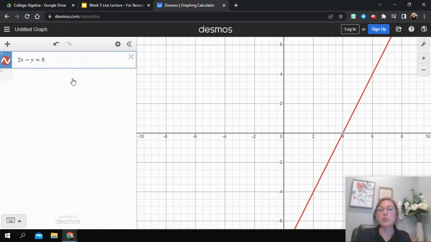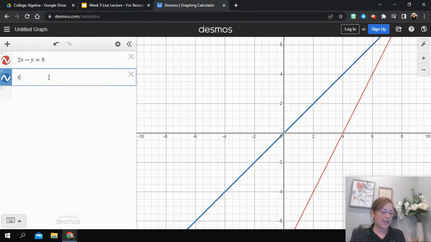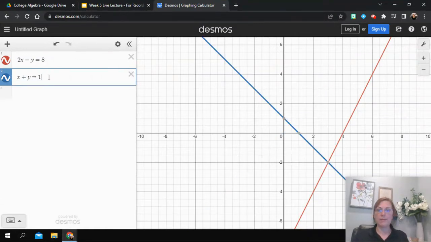And then to ask Desmos to graph the second one, I'm just going to click right here by the second line, and that's x plus y equals 1. You'll notice that Desmos graphed this one as well, but this time in blue. Now remember, we said that the solution is where these 2 intersect. You can see it right here, but you'll have to take your mouse and hover over it, and Desmos will tell you the answer. Notice it's an ordered pair. So the solution here would be (3, -2).